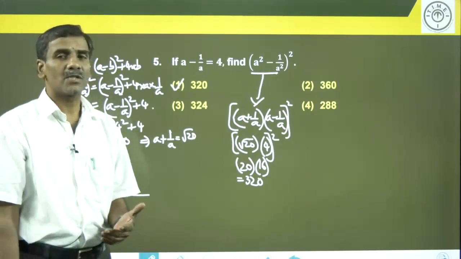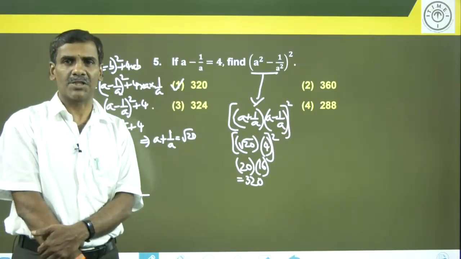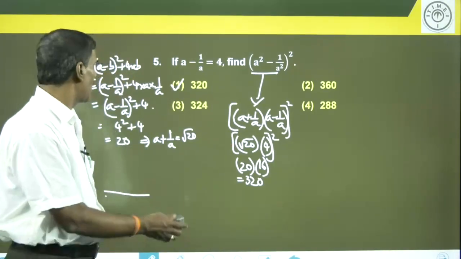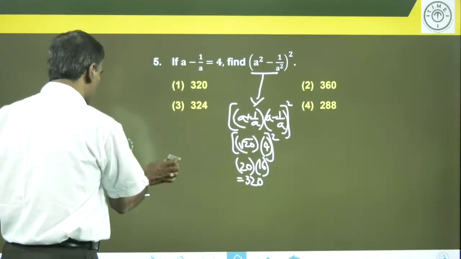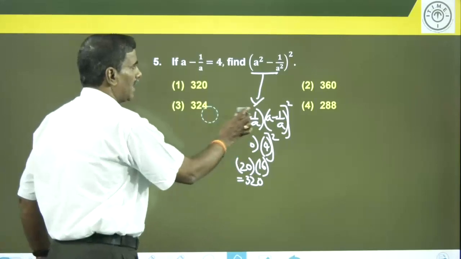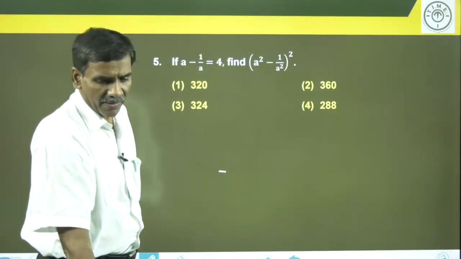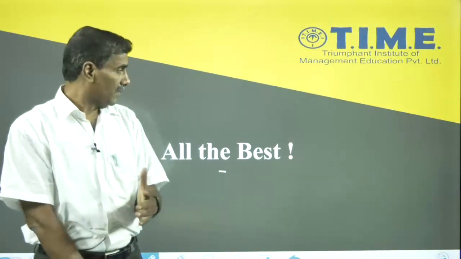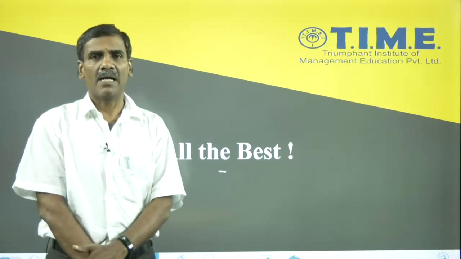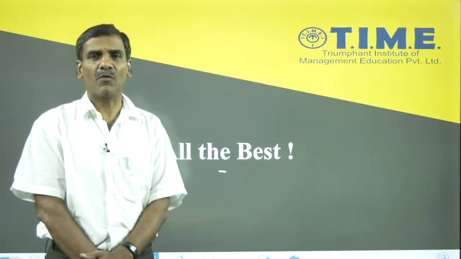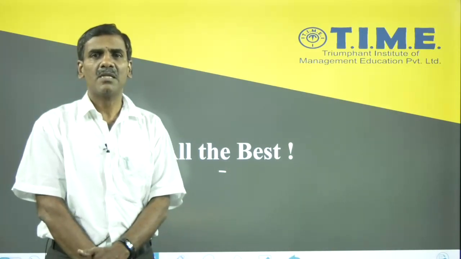A square minus 1 by a square, if we know what is a plus 1 by a value and the relationship between a plus 1 by a and a minus 1 by a, once we know that one, we can answer this question, right? So these are the different types of questions that ICET focused on indices and surds, right? And this particular session mainly focused on the questions based on indices, and in the coming sessions we'll be focusing on this indices and surds, mainly on the questions based on surds.